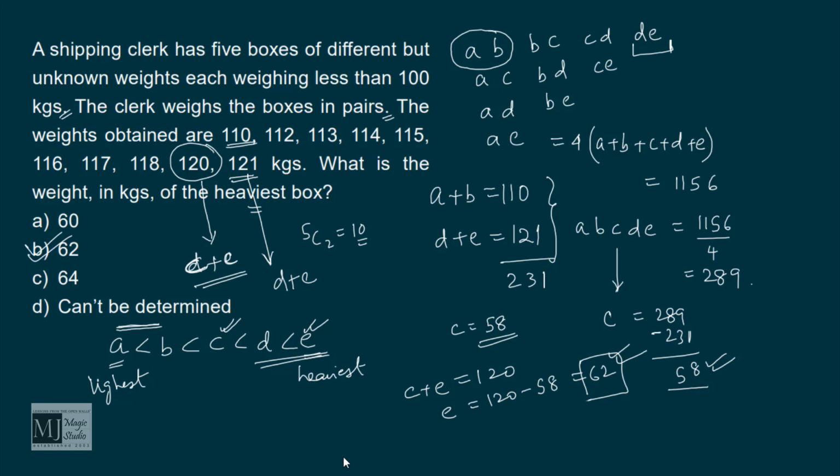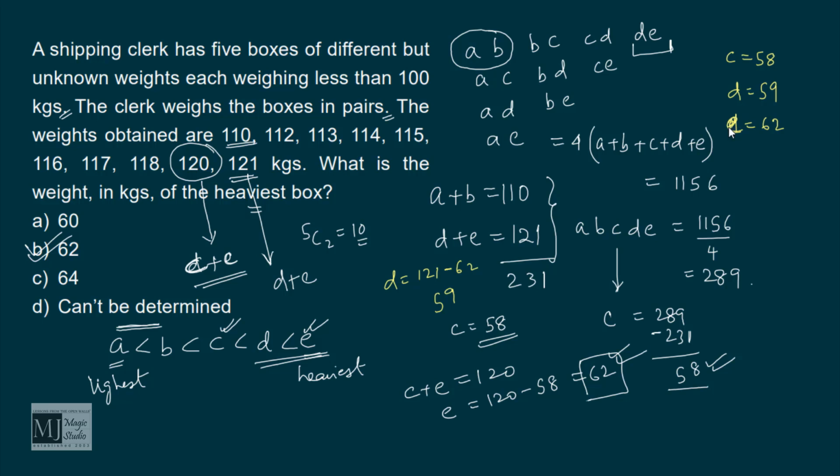But I want to invest more time in finding out the values of the others. Can we do that? It would be of help if we encounter some other type of variants. Let's do it. So we have C equal to 58, and E equal to 62. Now D plus E is 121. So D should be 121 minus 62. That is 59. D should be 59.